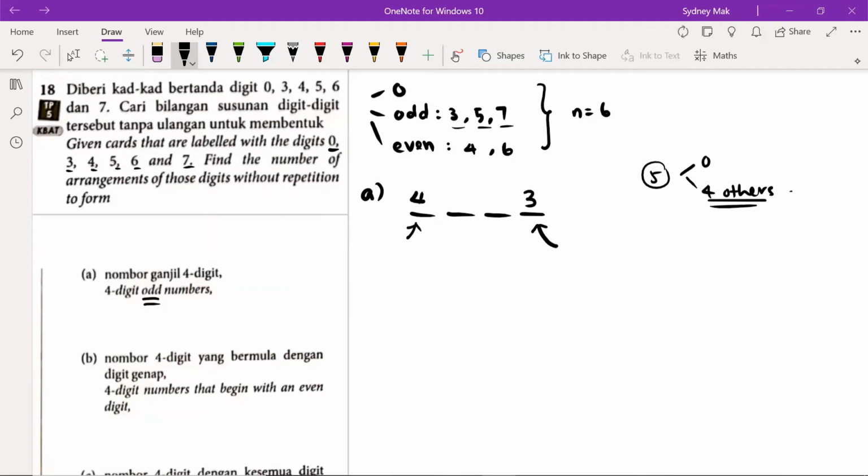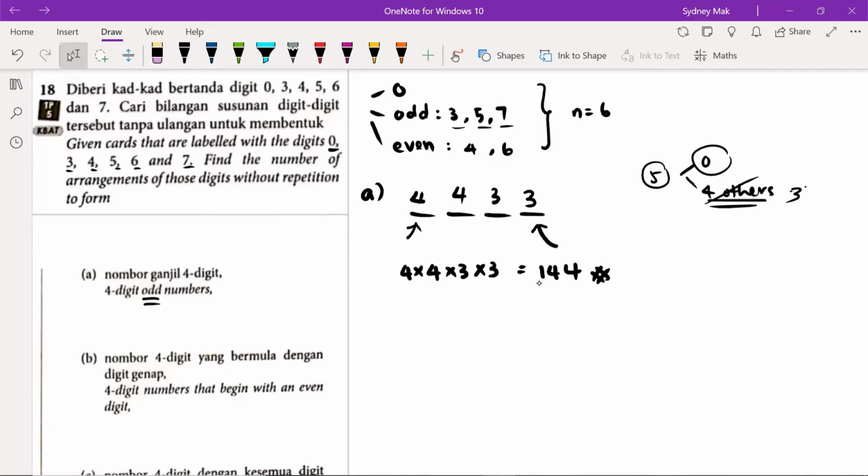Once 1 has gone in, we're left with 3, and 3 plus the 0, we have 4 numbers to choose from to fill in the second empty slot. So 4 choices. After 1 goes in, left with 3 choices. Therefore, the number of arrangements will be 4 times 4 times 3 times 3. So 4 times 3 is 12, 4 times 3 is another 12, 12 times 12 is 144. So we have 144 ways to arrange the 4-digit odd numbers.